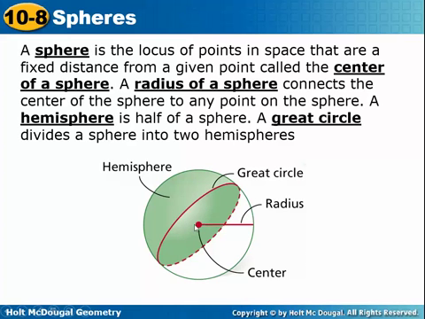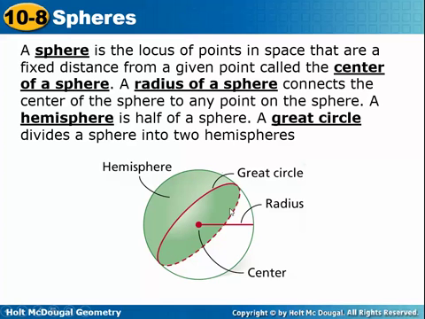The center is right there. It's the middle of the ball. And the radius goes from the center of the ball to the edge, or the center of the sphere. There's infinite places where you can make that radius, but there's only one center. The hemisphere is exactly half of that sphere.